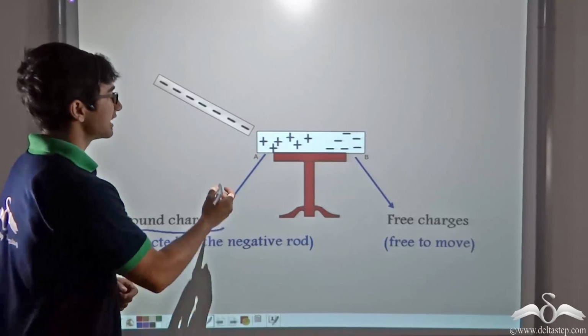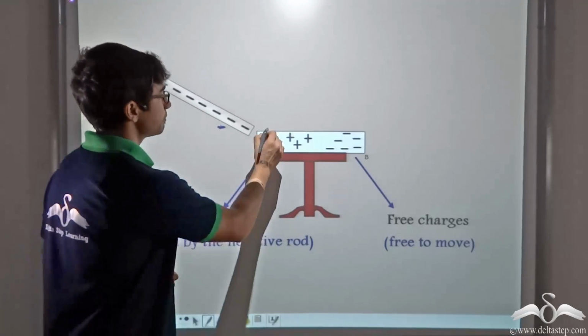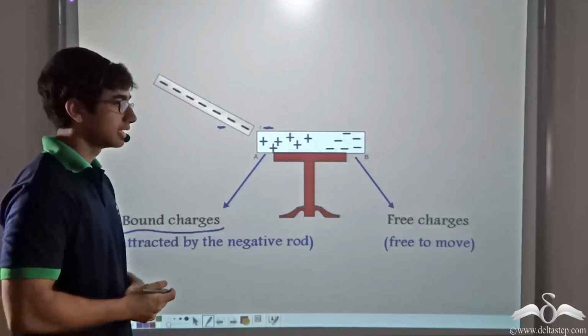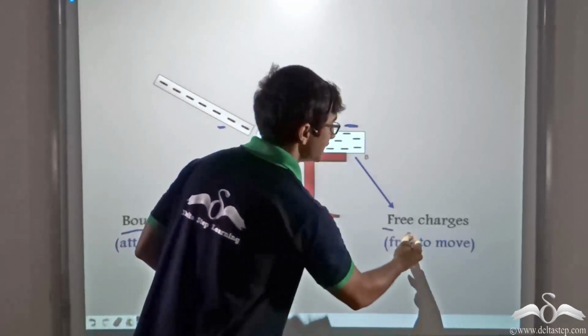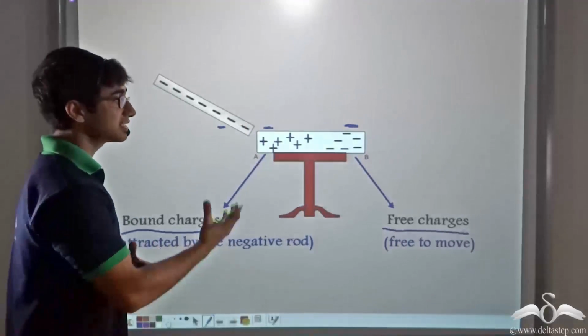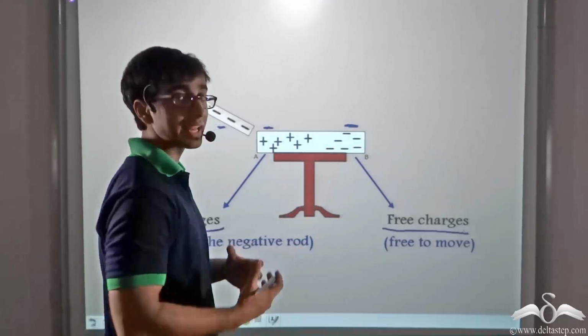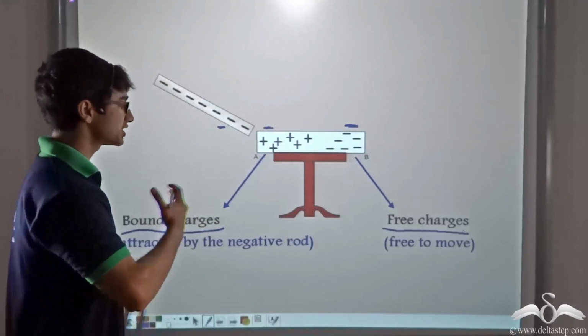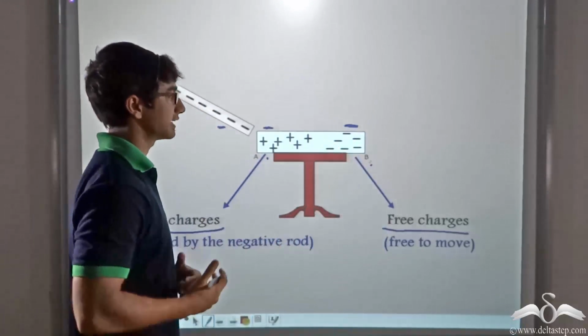Why? Because there is an attractive force between the negative charges on the rod and the positive charges on the conductor. And the negative charges that are accumulating at end B are free charges. Why? Because these charges are free to move and they are not under the influence of any other charges. So these charges are known as bound charges and free charges respectively.